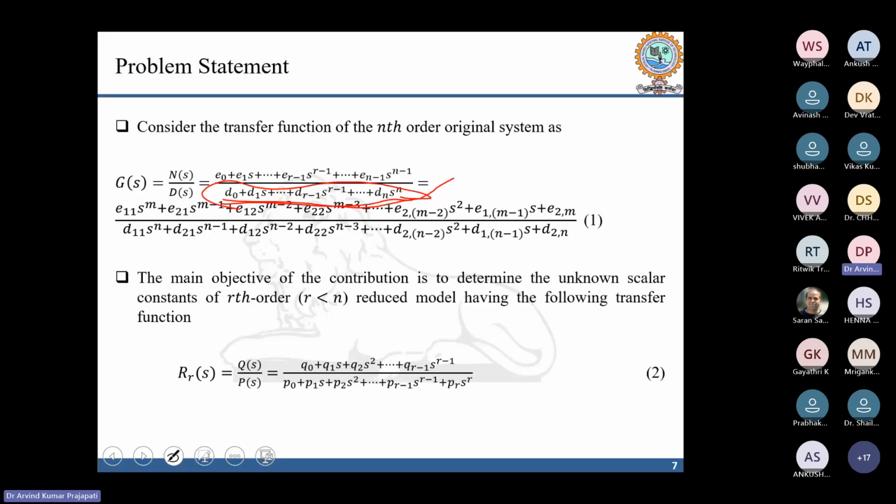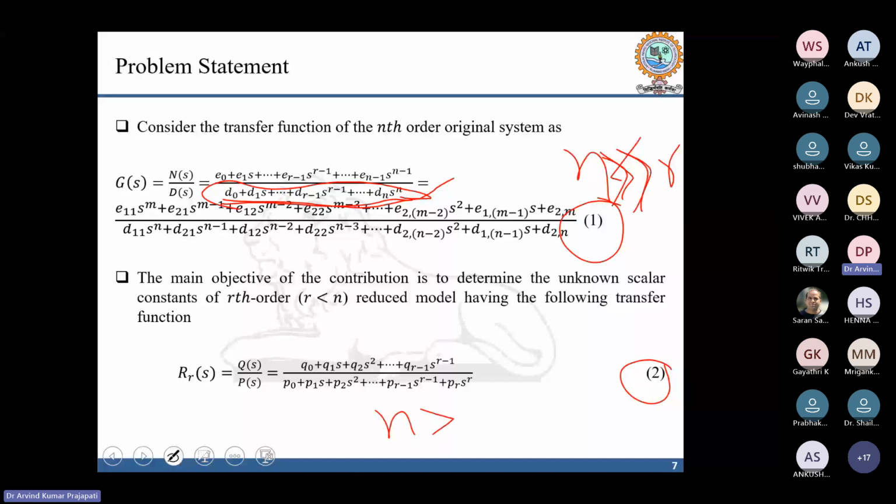So the second equation is representing the transfer function of the reduced model. The goal of the model order reduction technique is to replace equation 1, which is having order n, by equation 2, which is representing the transfer function of the reduced model, and its order should be very much less than the order of the original system, that is n. Where n is very high as compared to the order of the reduced order model, that is r. So this is the problem statement of model order reduction in the frequency domain.